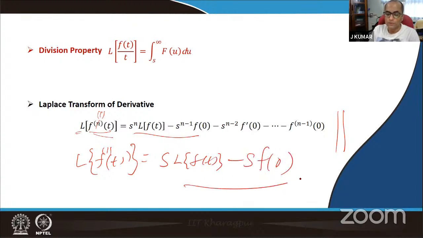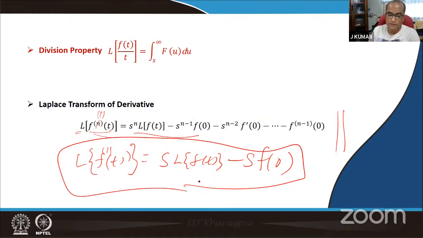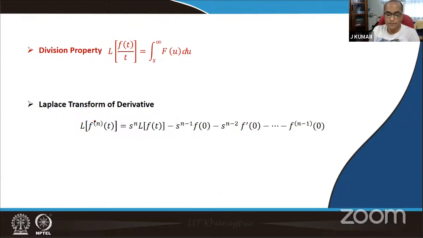Similarly, when we have a higher order derivative, you can go for the next terms. For n equal to 1, you have s L{f(t)} minus f(0). When you have n equal to 2, there will be three terms: s squared L{f(t)} minus s f(0) minus f prime(0). Similarly, we can go for other higher order derivatives.